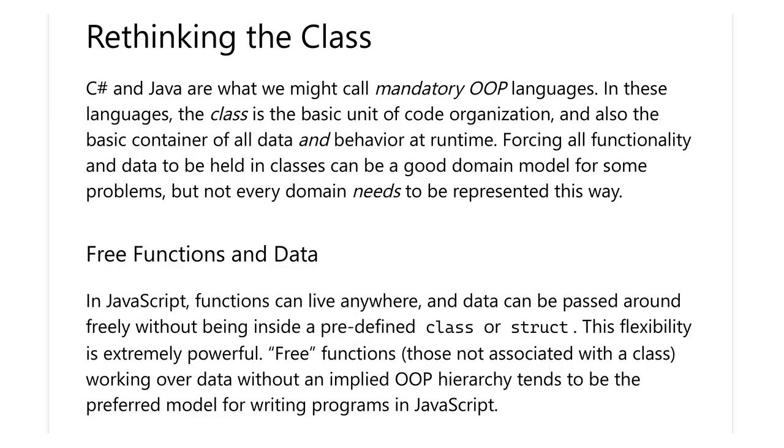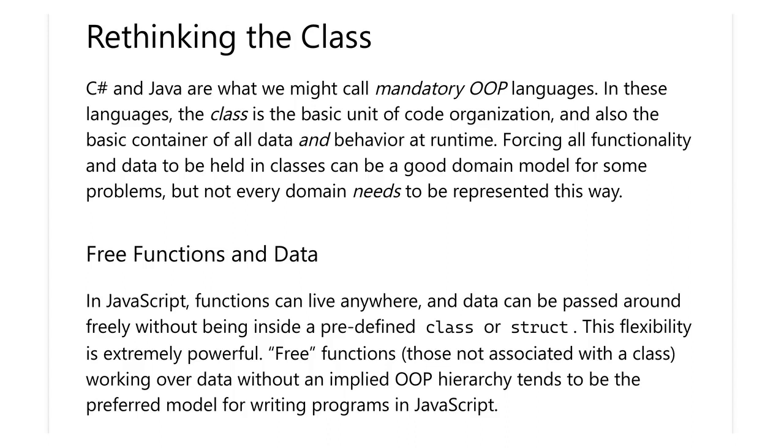Rethinking the class. C# and Java are what we might call mandatory OOP languages. In these languages, the class is the basic unit of code organization, and also the basic container of all data and behavior at runtime. Forcing all functionality and data to be held in classes can be a good domain model for some problems, but not every domain needs to be represented this way.